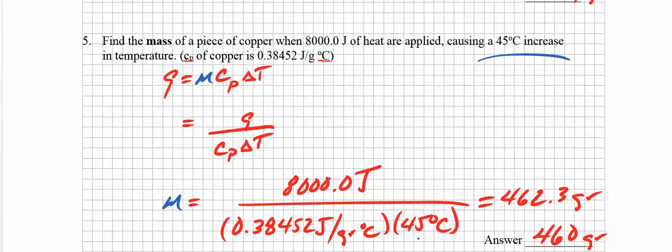I don't need to know the original and final temperature. All I really need to know is the difference in temperature. It's 45 degrees Celsius. When I say 8,000 divided by 0.38452 divided by 45, here's the number I get on my calculator, 462.3 grams. Let's tidy up a bit. I only want two significant digits. The 2 cannot kick the 6 up. I'm going to call my final answer 460 grams, and we'll go to the last one.